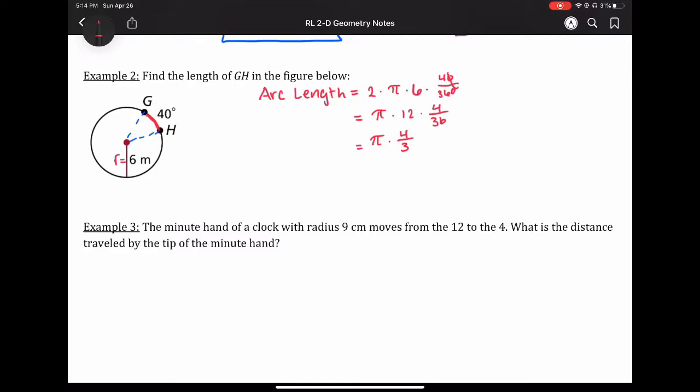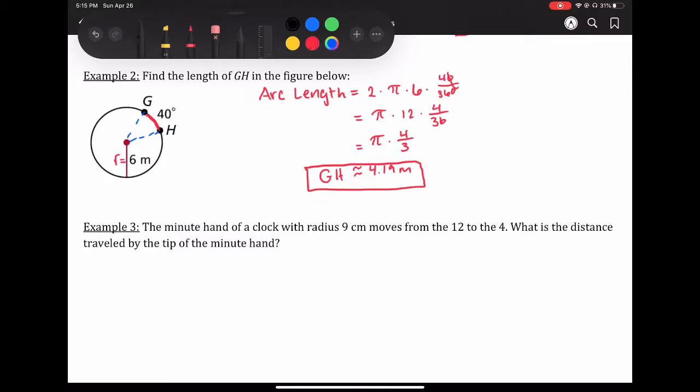Now when I multiply that out, I do 4 divided by 3 times pi, and I use the pi button on my calculator. That gives me approximately 4.19 meters. So the arc length, or the length of GH, is about equal to 4.19 meters. All right, let's move on to example number 3.